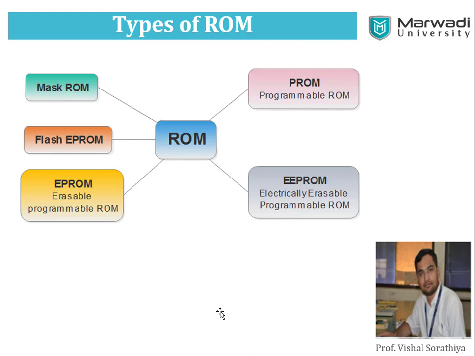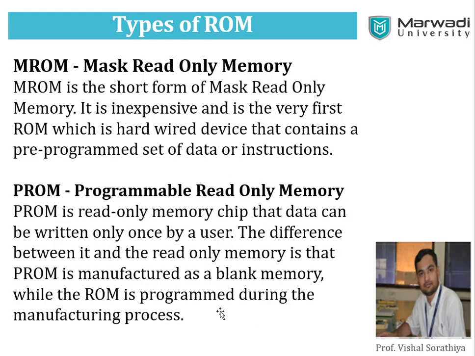Now we have different types of ROM: PROM, programmable ROM, mask ROM, flash ROM, EPROM, EEPROM, and here are the details of all of them. Mask ROM is short for mask read-only memory. It's inexpensive and very fast ROM, which is a hardwired device that contains a pre-programmed set of instructions. That pre-programmed set of instructions is never going to be changed by any external user. While in programmable ROM, initially there is a blank memory, but once you have programmed it, it is programmed only the first time, during the manufacturing process.